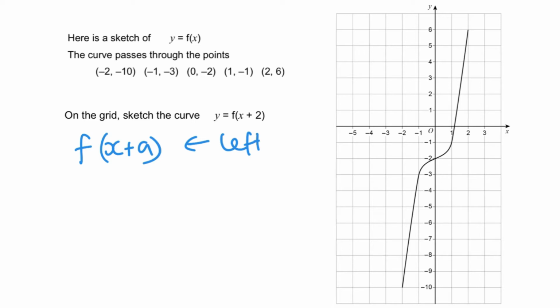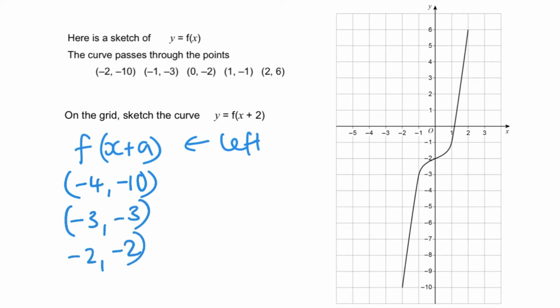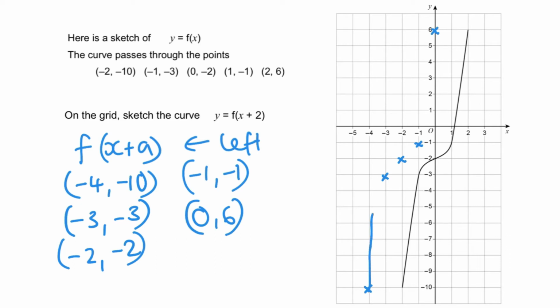So our new coordinates are going to be -4, -10, -3, -3, -2, -2, -1, -1, and 0, 6. So we can plot those on the graph. If we join those all up together, then we've plotted the graph of y equals f(x + 2).